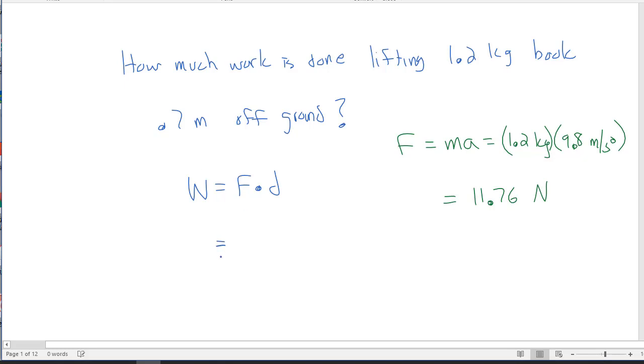We're going to come back to our work formula. So the work involves a force of 11.76 newtons, and the distance that we're going to move is 0.7 meters. And again, the distance needs to be in meters because that matches our meters per second squared unit there. If I multiply these two together, I get 8.2 joules of work to move the 1.2 kilogram book 0.7 meters.